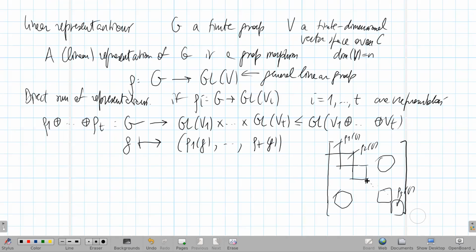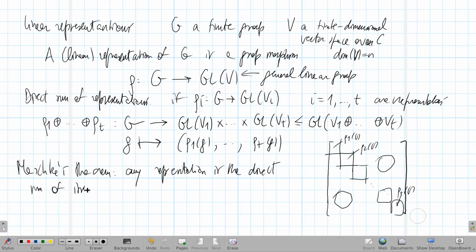And why is this concept of a direct sum of representations important? Because there is an important result, Maschke's theorem, which tells you that any linear representation, as a consequence of Maschke's theorem, is the direct sum of irreducible ones. And then, of course, I have to say what an irreducible representation is, and this is next.